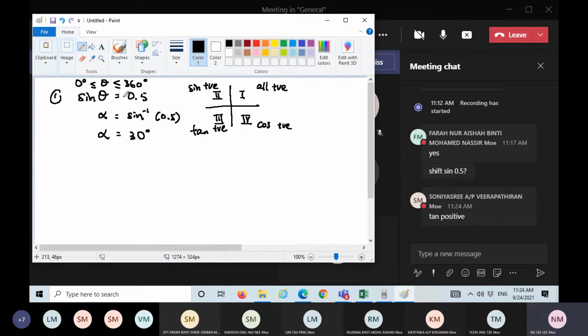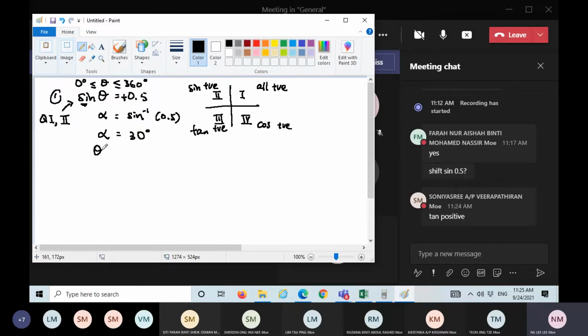Therefore, you see, 0.5 means this is positive 0.5. So sine is positive in the first quadrant and the second quadrant. Once you see the question, label at the side and tell yourself the answer is in the first quadrant and the second quadrant, because sine is positive. After that, just press the calculator, write alpha, shift sine 0.5 to get 30 degrees. This 30 degrees is the answer in the first quadrant. So you need one more, the answer in the second quadrant.